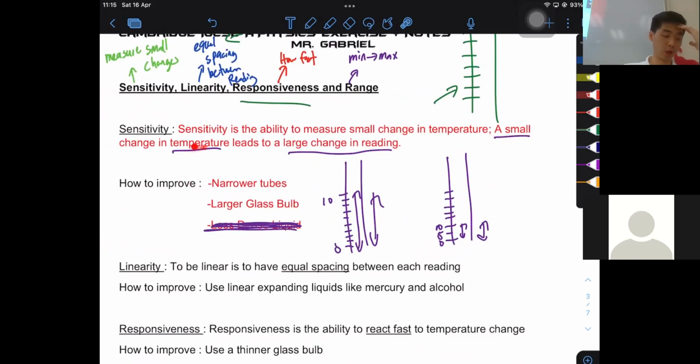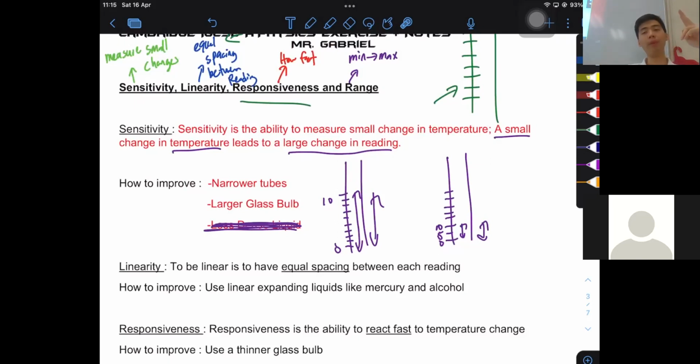A small change in temperature, both 10 degrees Celsius, leads to a large change in reading. This one has this much reading change. This one has this much reading change. Can you guys see the difference here? Right. So one is a small change, one is a large change.